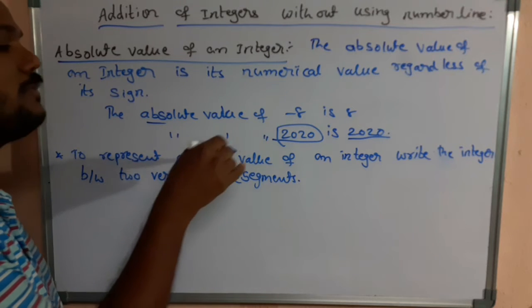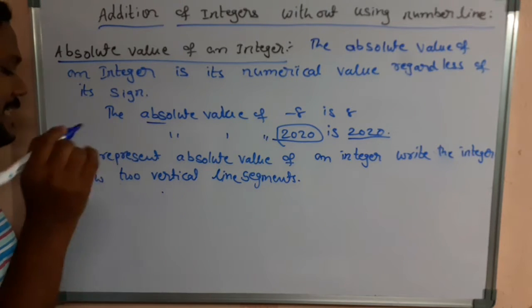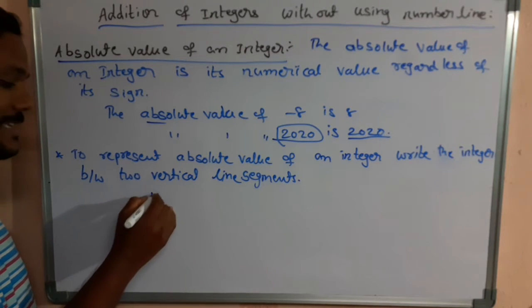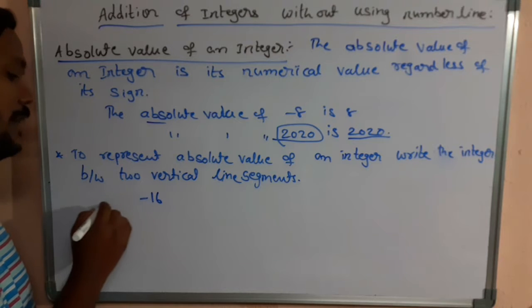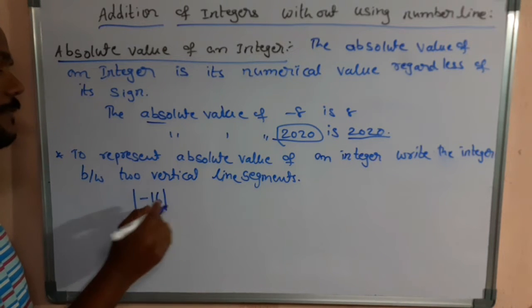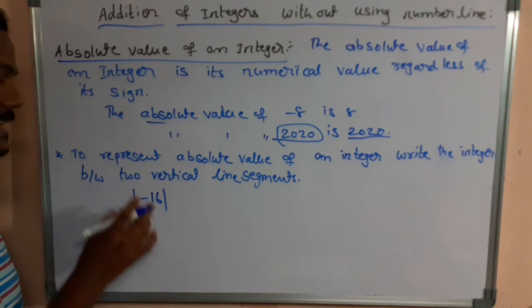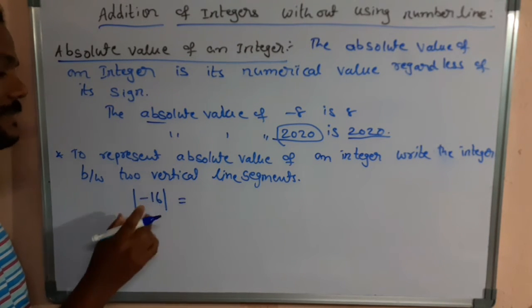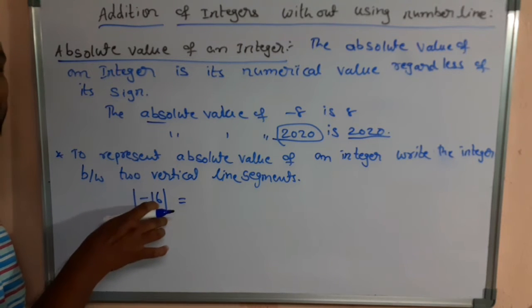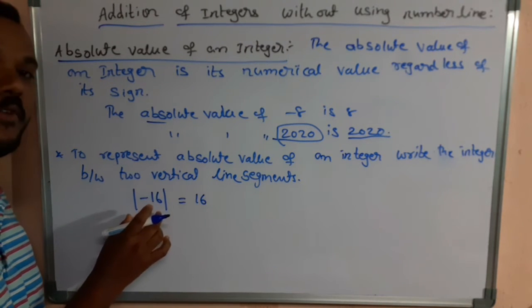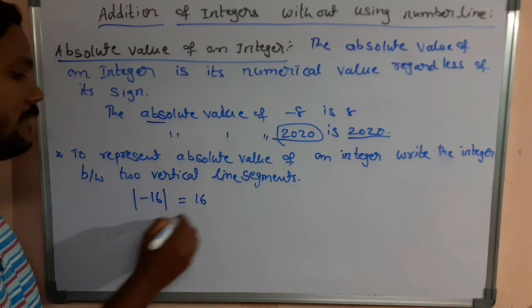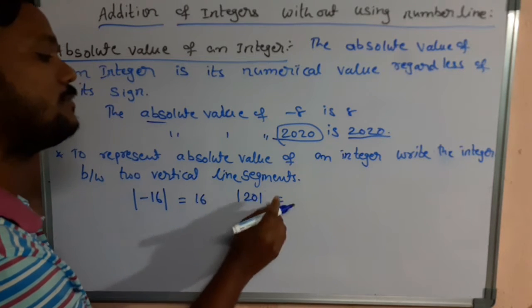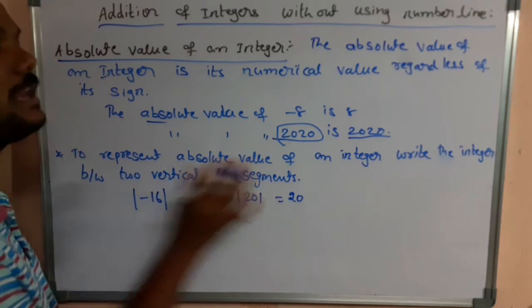To represent the absolute value of an integer, we write the integer between two vertical bars. Suppose you want to find the absolute value of -16, so instead of writing absolute value of -16, simply we write it between two vertical line segments. This we read as mod of -16. Mod of -16 means the absolute value of -16, which is 16. And what is the absolute value of +20? Mod of 20 is 20 only. Only the numerical value we need to take.